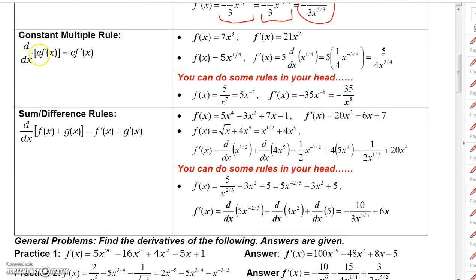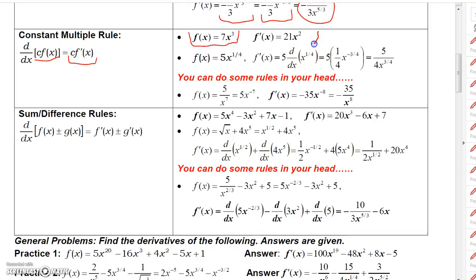There's also a constant multiple rule, and when I show you these rules, it actually is what allows you to skip some steps. So here, the derivative of a constant times a function is actually the constant times the derivative of the function. So basically, if I want to find the derivative of 7x cubed. And what I should have done here is shown you the intermediate step.